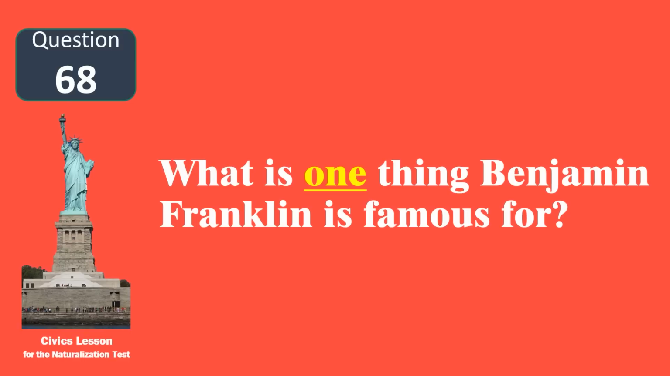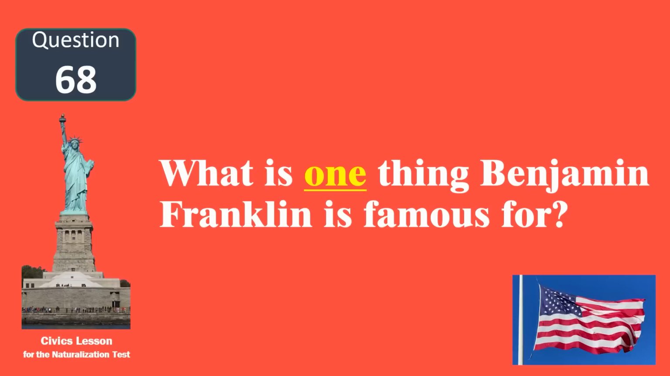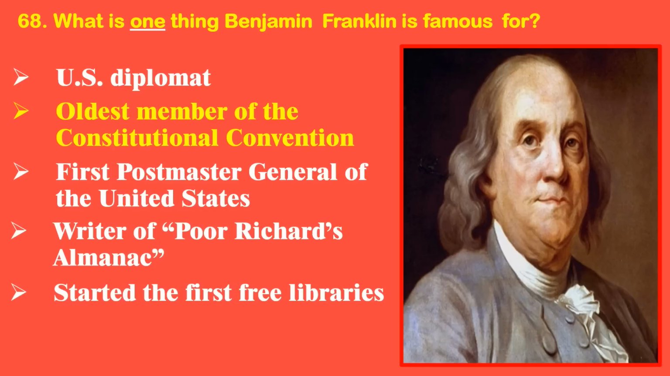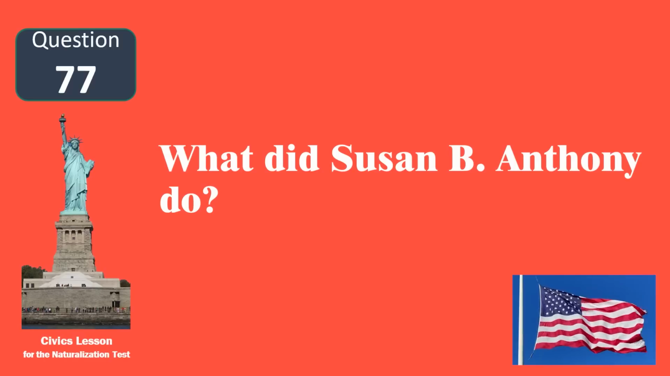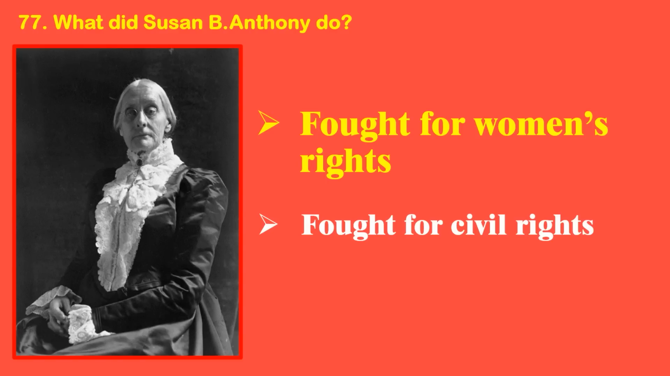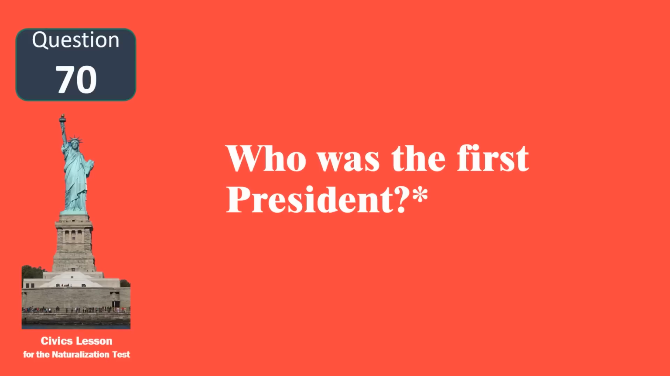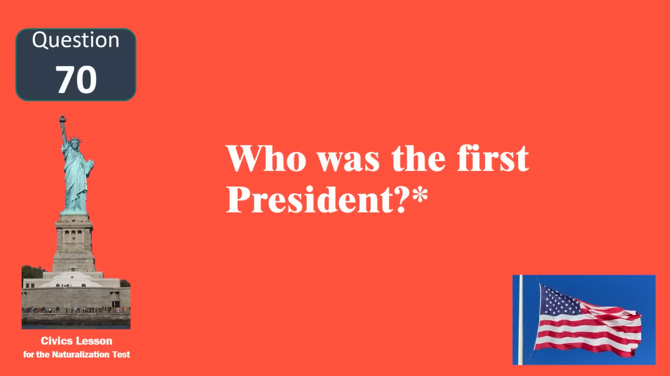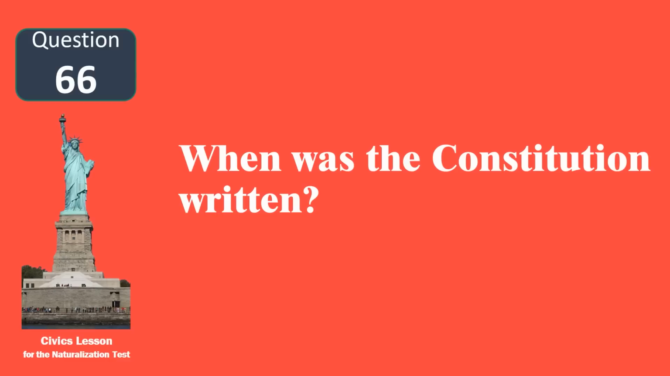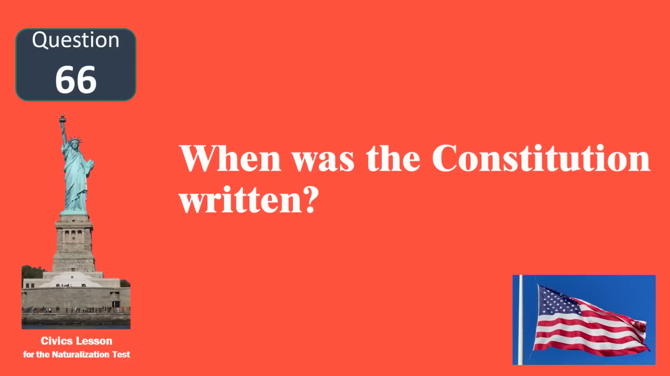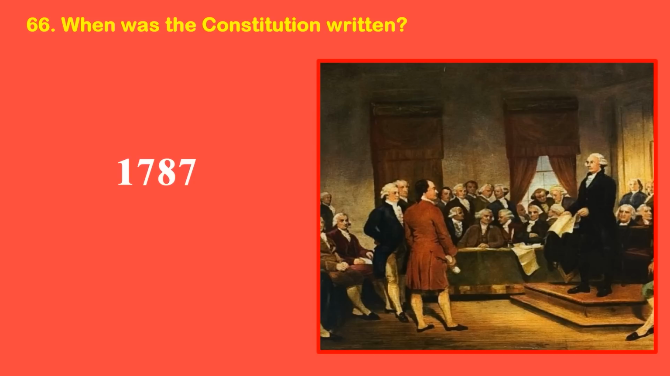What is one thing Benjamin Franklin is famous for? Oldest member of the Constitutional Convention. What did Susan B. Anthony do? Fought for women's rights. Who was the first president? George Washington. When was the Constitution written? 1787.